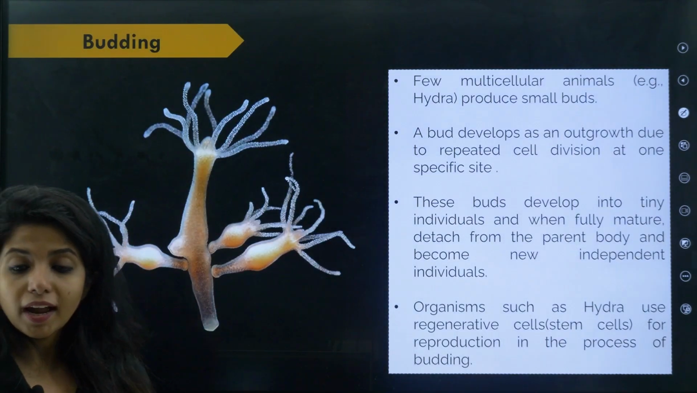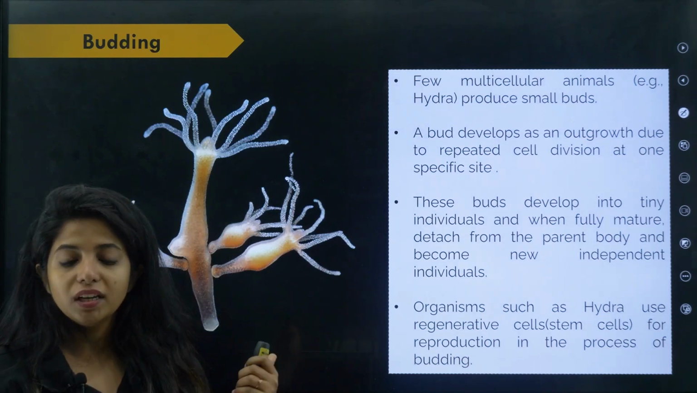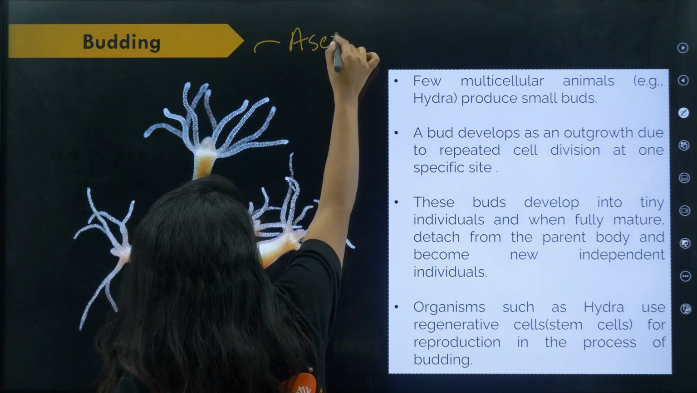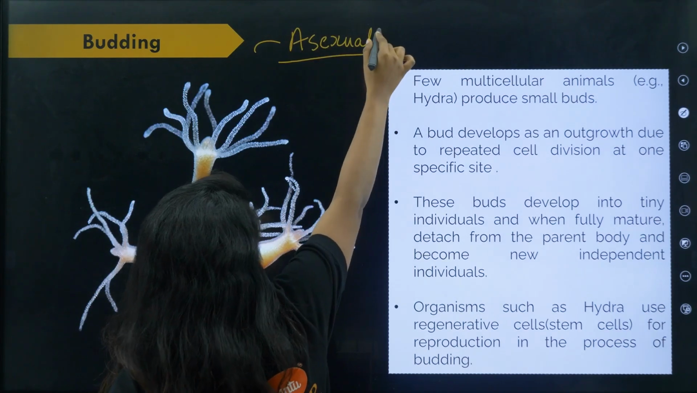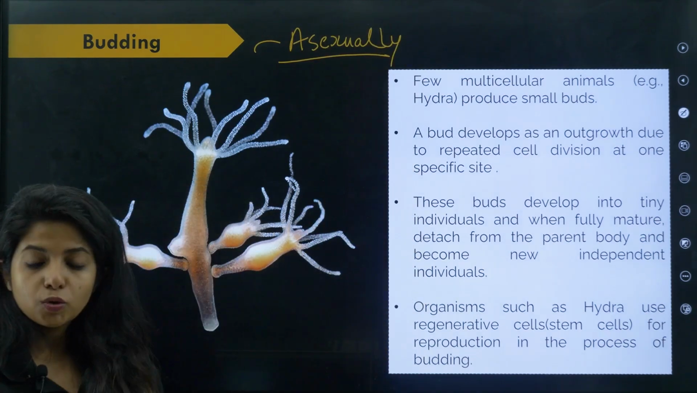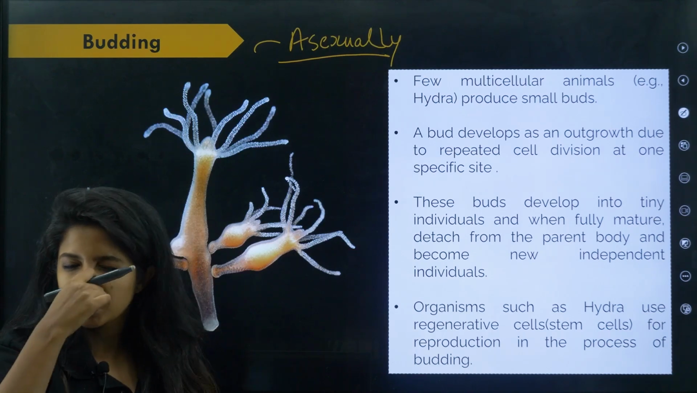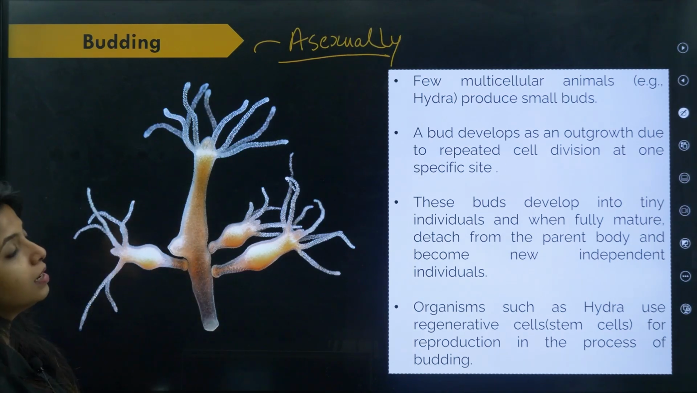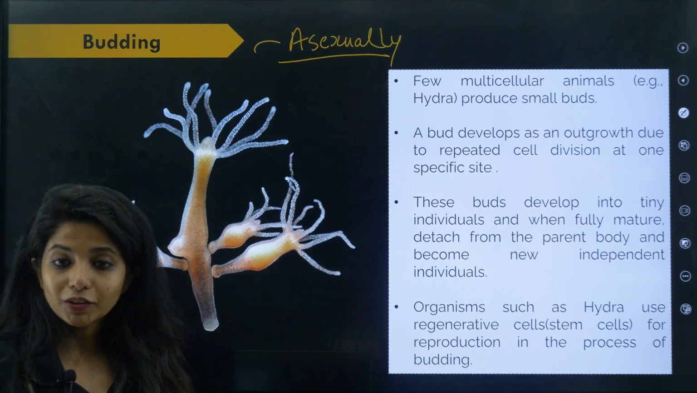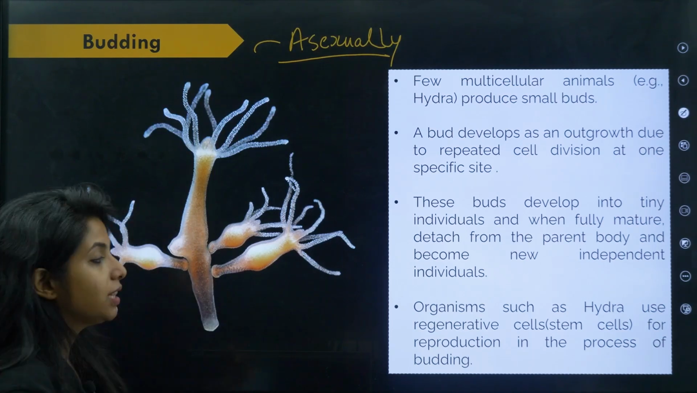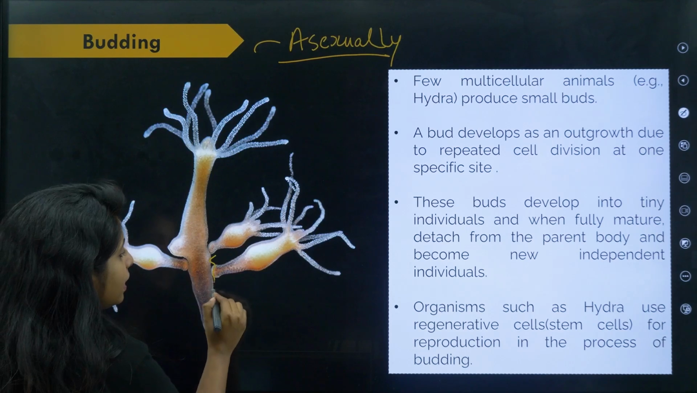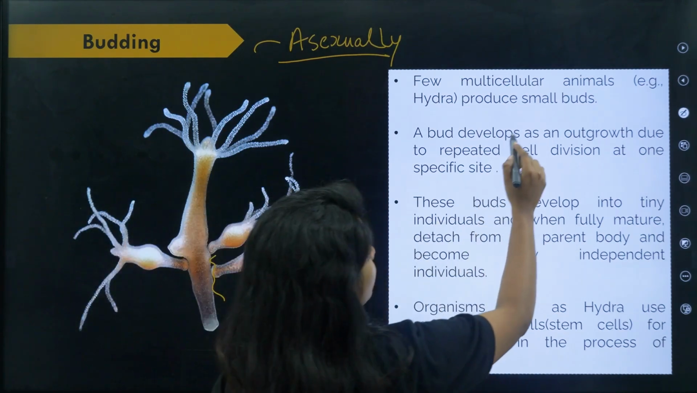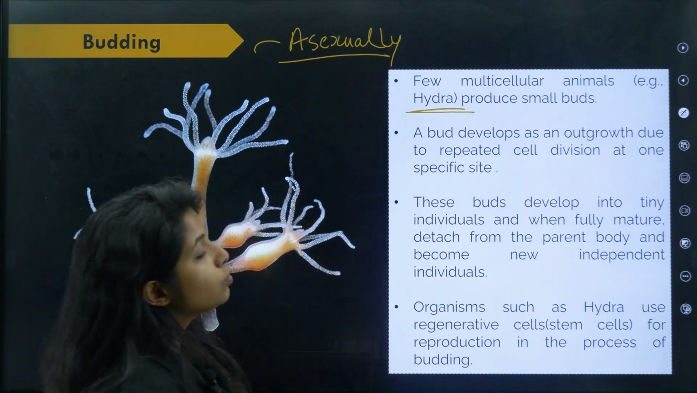Now, talking about Hydra, this is how they actually reproduce asexually. They show sexual reproduction as well, but this is how they often reproduce asexually. So that strategy, regeneration, was just their strategy of survival, that's all. What happens usually in Hydra is budding, children. They form small buds around them, and these buds basically grow, and then later they detach. So a few multicellular organisms like Hydra produce small buds.